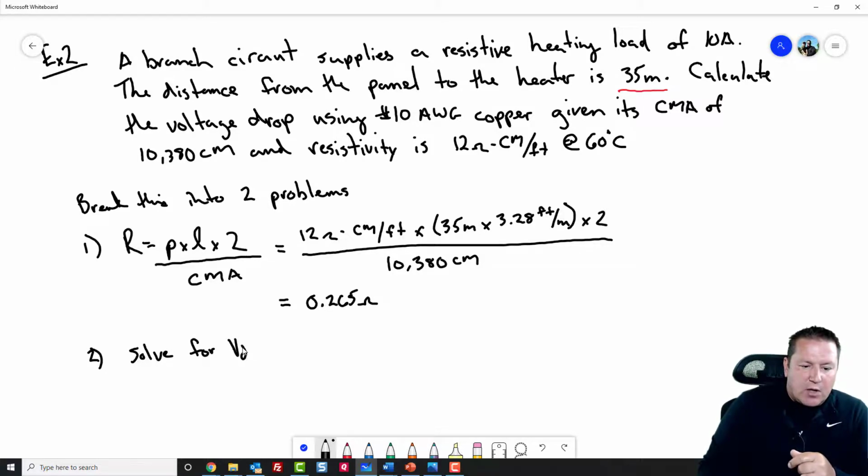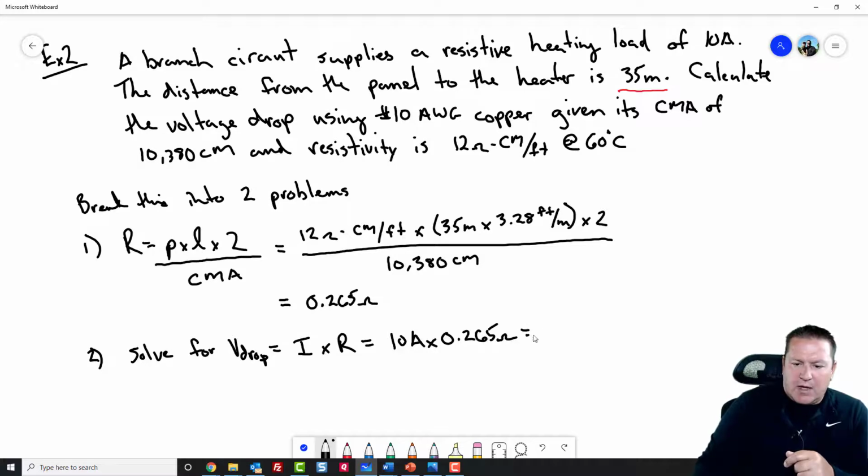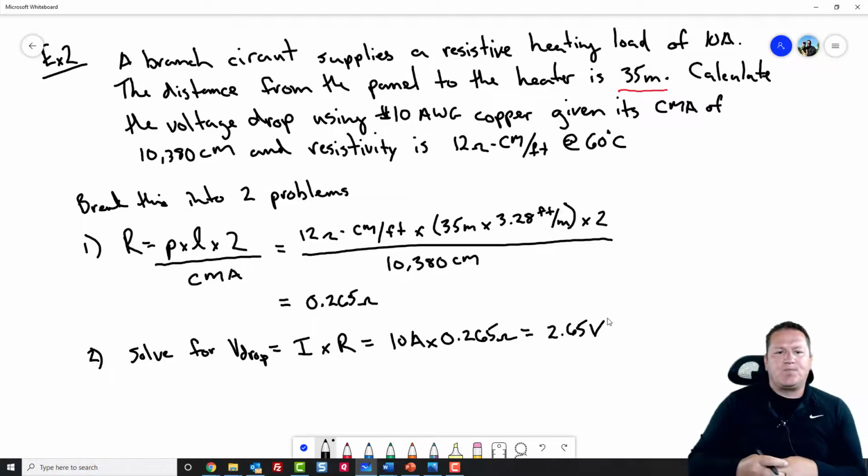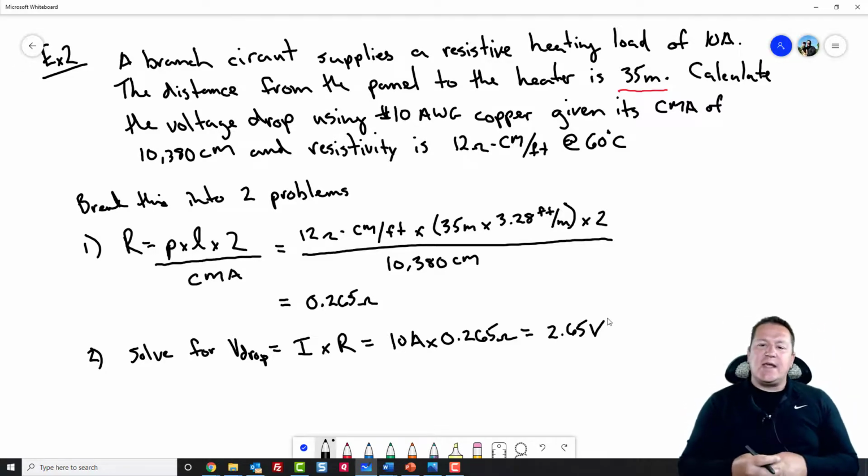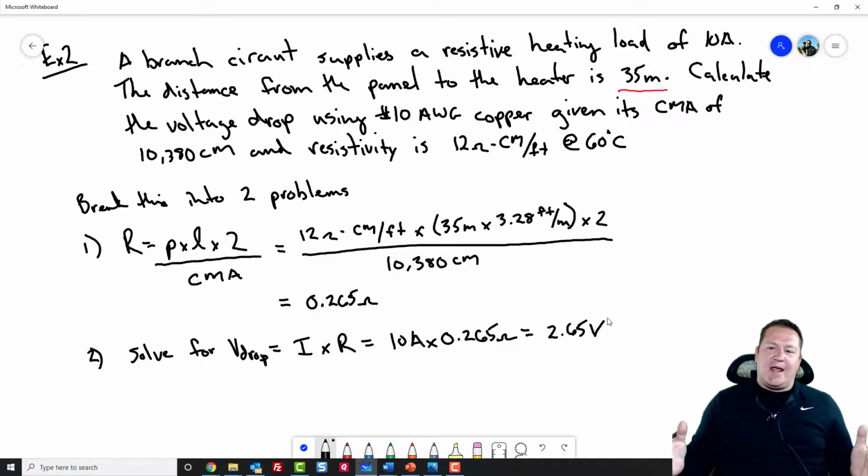V drop, we'll call it, equals our I times R. We just solved R, and we know our load current is 10 amps. Because we know the current, we can just multiply it by this. When you plug that in, you're going to get a voltage drop of 2.65 volts.